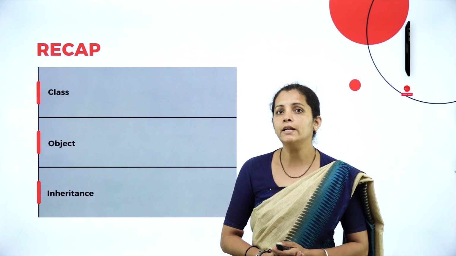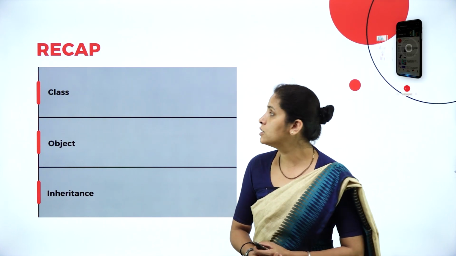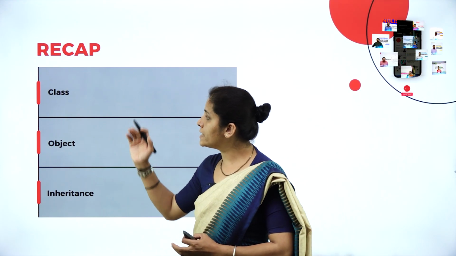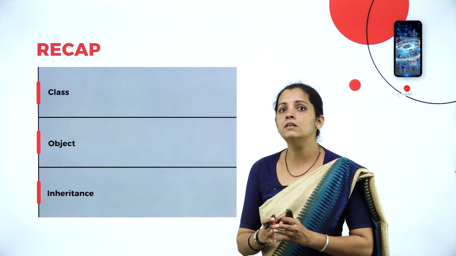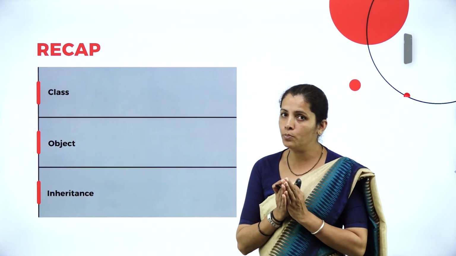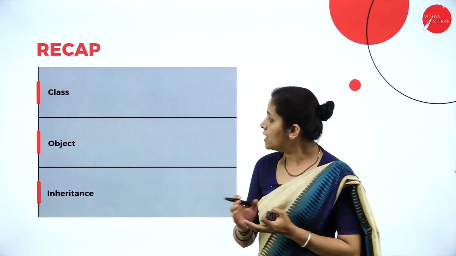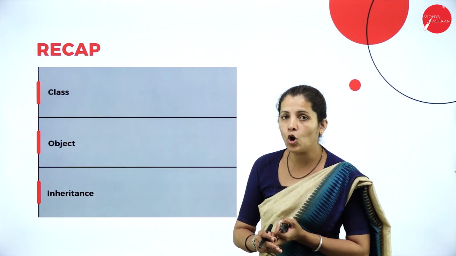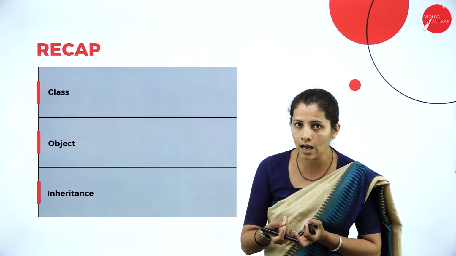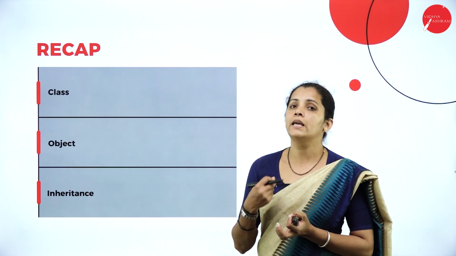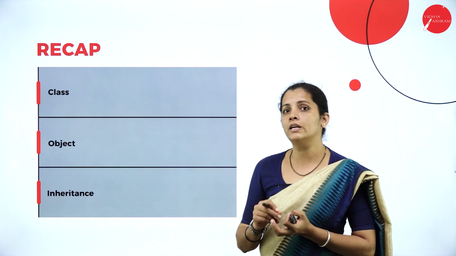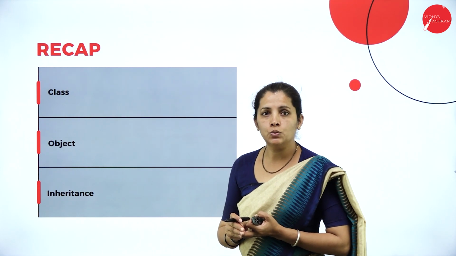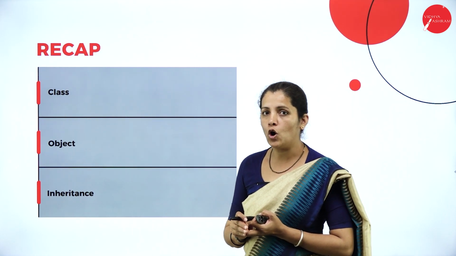Before starting today's session, let me recall the topics I discussed in my last session. In my last session, I started with class. What is a class? A class is nothing but a blueprint or template. Along with that, I discussed how to create an object. An object is an instance of the class. By using an object, I can access the functionalities of the class. We can create an object using the new keyword or new operator.